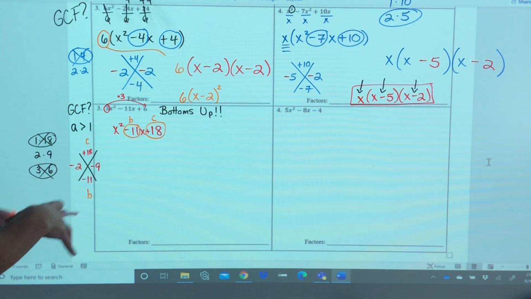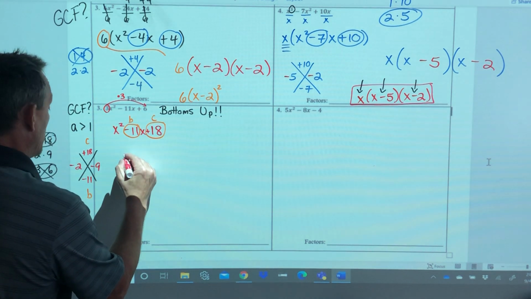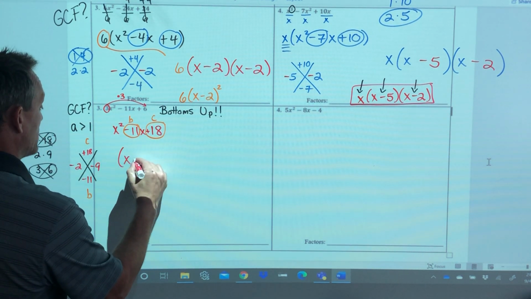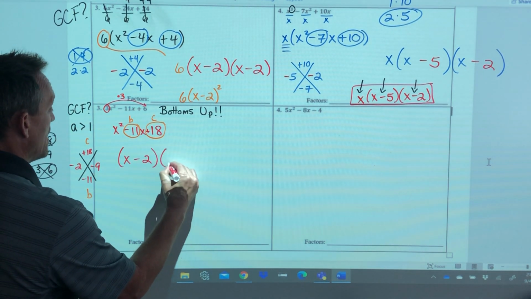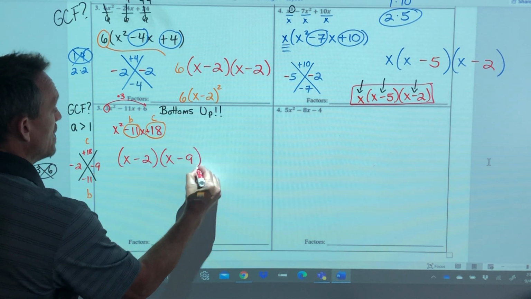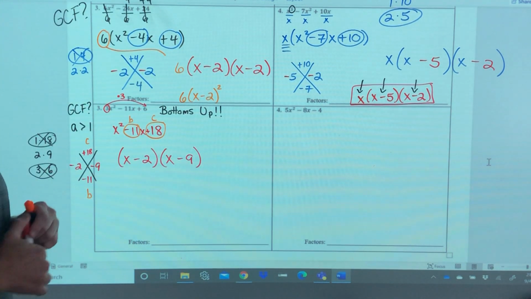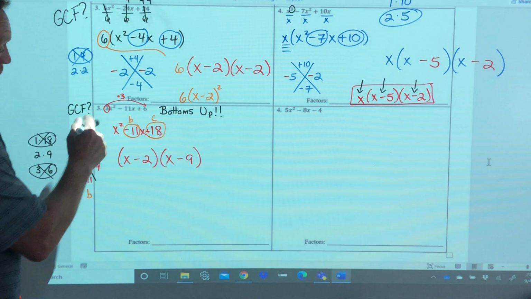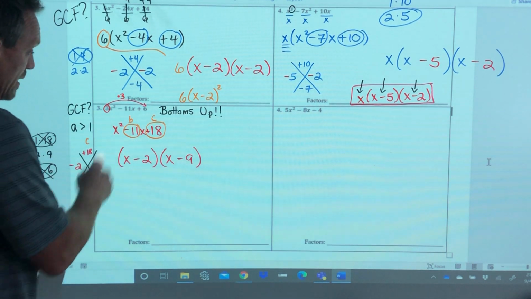Negative 2 combined with negative 9 is negative 11. So here I go. Now I just do what I did before: x minus 2, x minus 9. Okay, so here's the concern. Remember this big old bad boy where we multiplied by 3 up here?